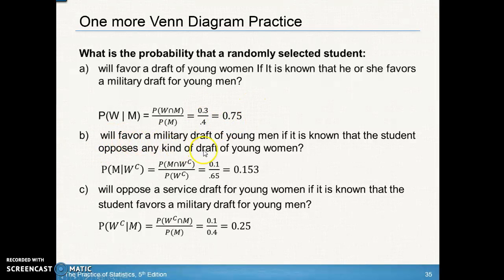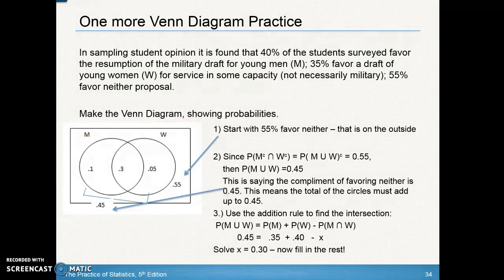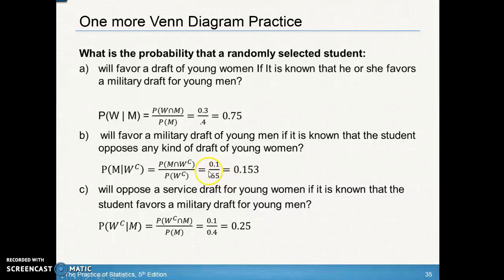What's the probability that they'll favor a military draft of young men if it's known that the student opposes any kind of draft of young women? That's what you have given. What's the probability that they'll favor a draft for men given that they haven't favored any for women? Now, if we're looking at our Venn diagram to find if they don't favor any for women whatsoever, you want to add up everything outside of the women category. So this 0.3 and this 0.05, that's all in your women category. What's outside of it? The 0.55 and the 0.1. So that's where your denominator 0.65 comes from.